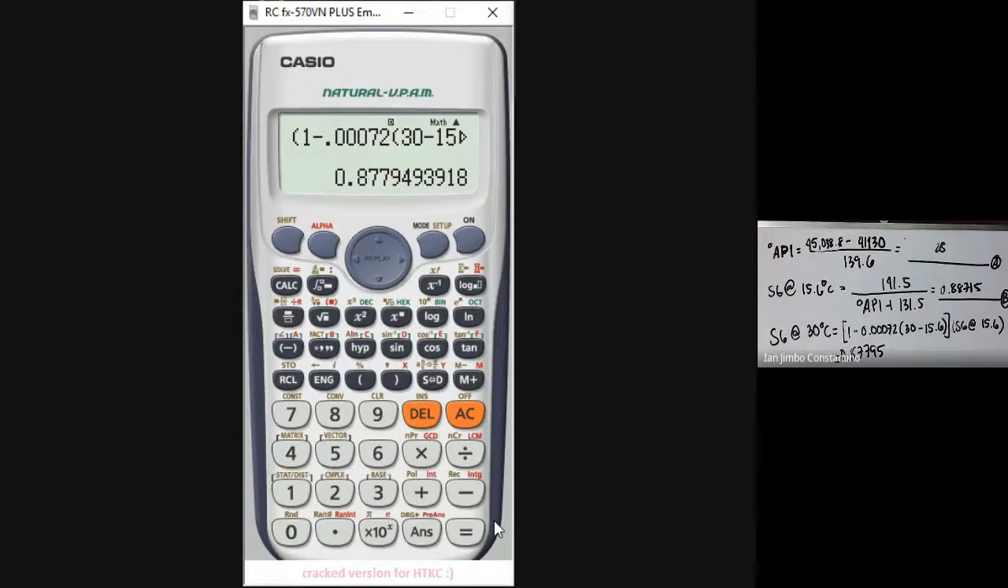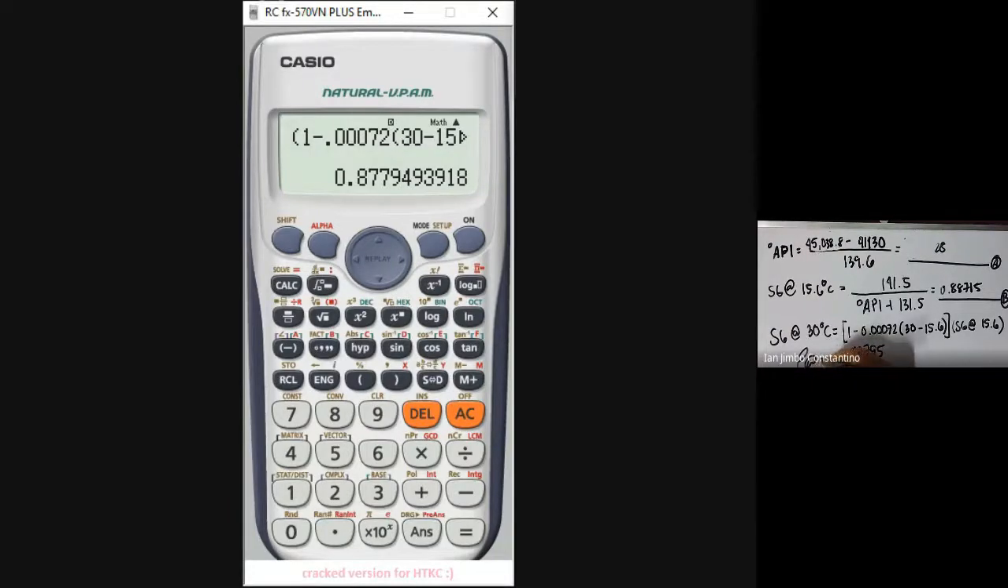And then we can now solve for the value of your density. Density of your substance at 30 degrees Celsius is equal to the SG at 30 degrees Celsius multiplied by the density of water. And since we are asked to determine the value of your density in kilograms per liter, we will just simply use the conversion factor for the density of water, which is 1 kilogram per liter. Okay. So we will just simply multiply this to get the value of your fuel at 30 degrees Celsius.